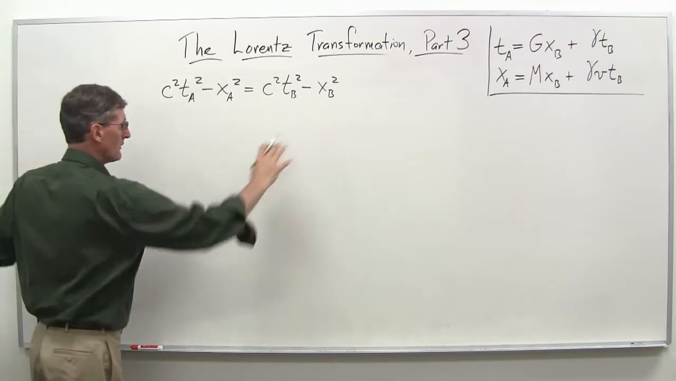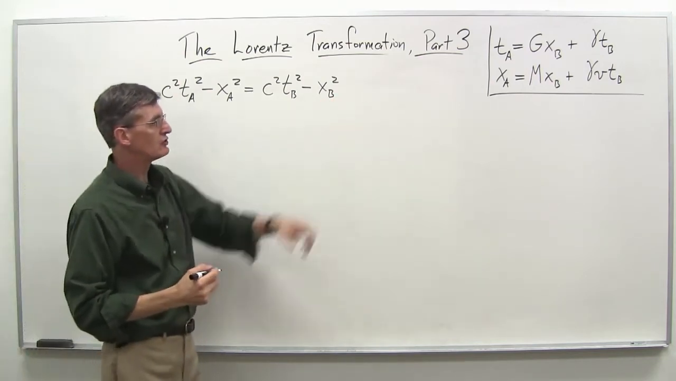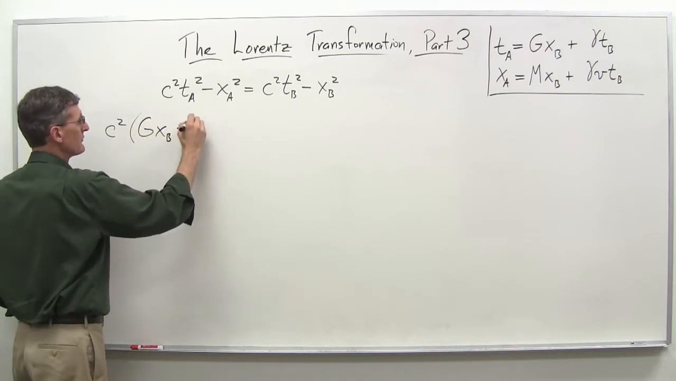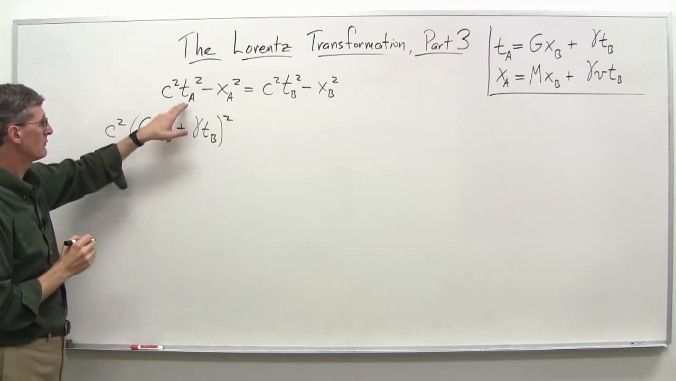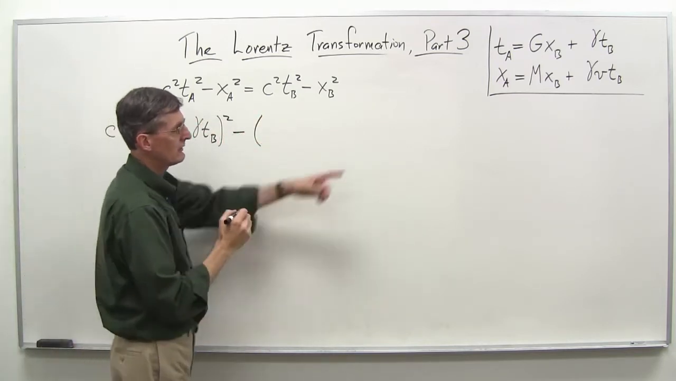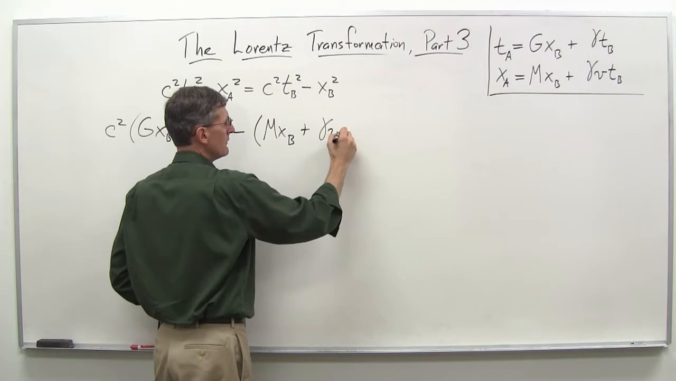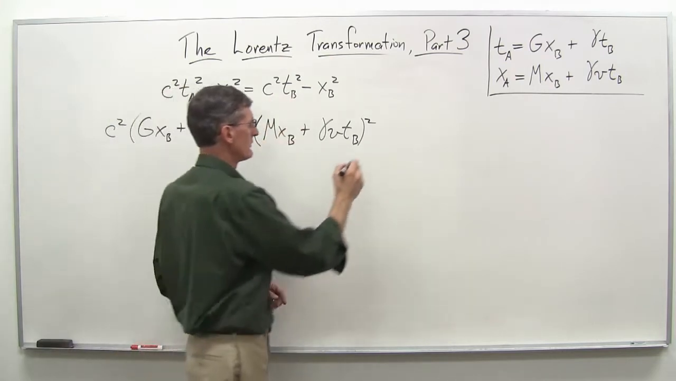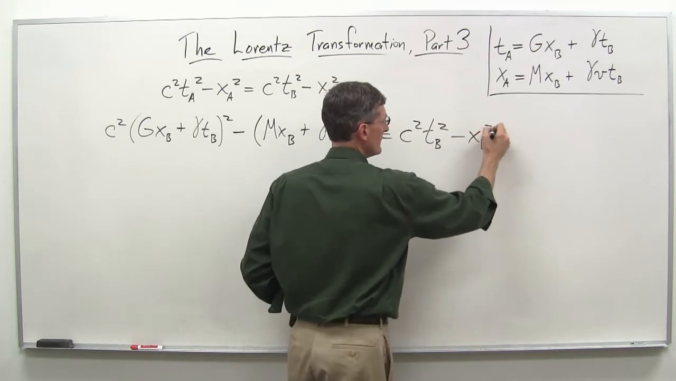So we're going to have a lot of room here. We'll start over here. So I'm going to have c squared. And what's t_a? t_a is g x_b plus gamma t_b, all squared. Okay, so I plug that in there. c squared t_a squared minus x_a squared. And so x_a squared is m x_b plus gamma v t_b, squared, equals, just this side stays the same, c squared t_b squared minus x_b squared.